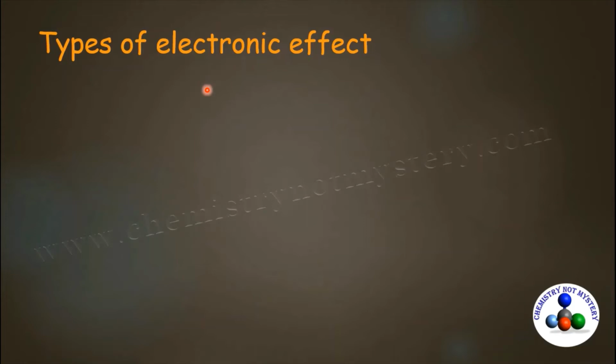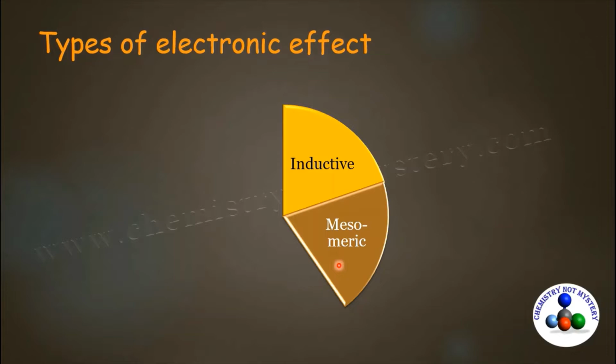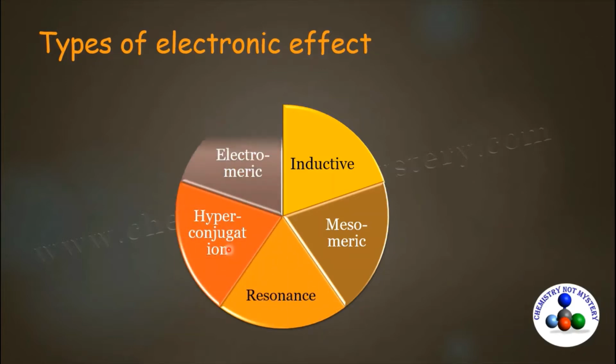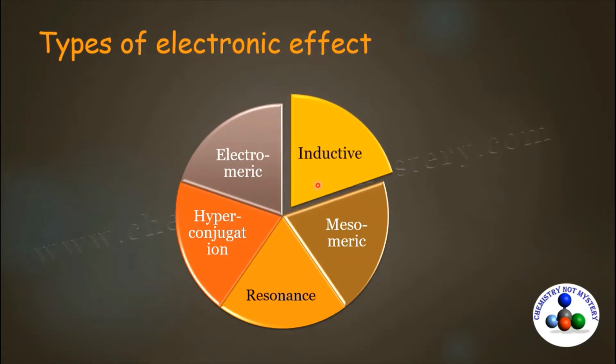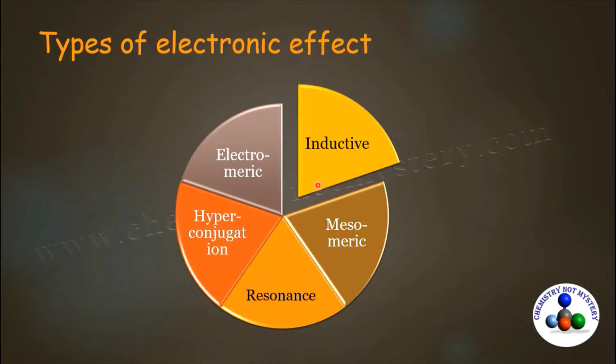There are different types of electronic effect. One is inductive effect, mesomeric effect, resonance effect, hyperconjugation, and electromeric effect. Today we are going to discuss inductive effect. So let's try to understand what is an inductive effect.